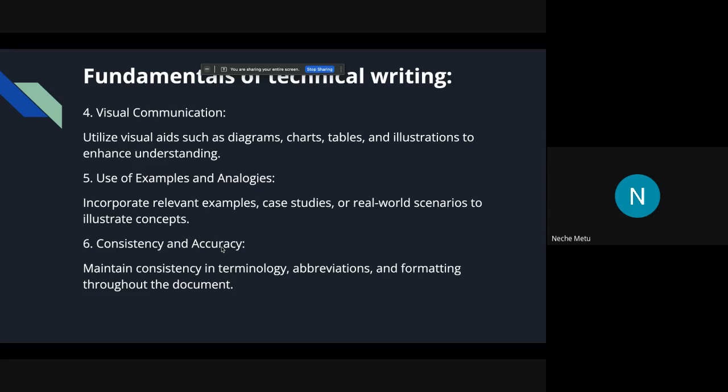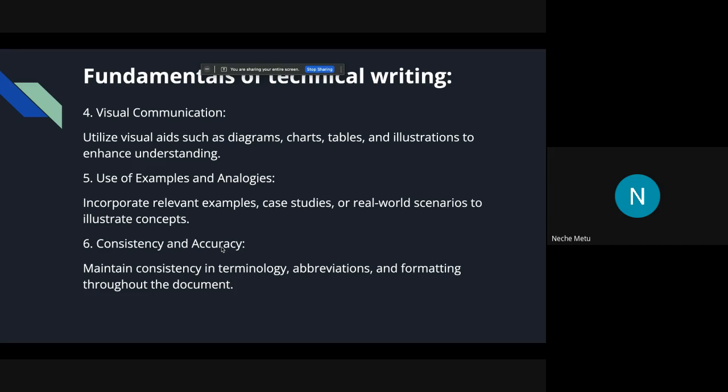There should be a case study. There should be real world scenarios. You don't just run with your head knowledge. It has a lot of things to do with research. So by the time we look at the 5 successful steps in technical writing, everything will become clearer.